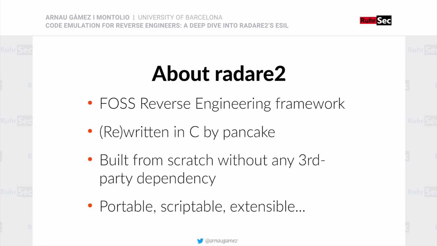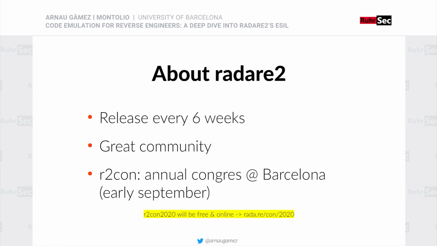So radare2 is a free and open source reverse engineering framework, which is written in C mainly by Pancake. Now it has a ton of other collaborators, but it was mainly written by Pancake. It's built from scratch without any third-party dependency, and it's also very portable, scriptable, and extensible, as we will see. Its release is every 6 weeks, more or less the same way that Rust works. And of course, it has a great community.